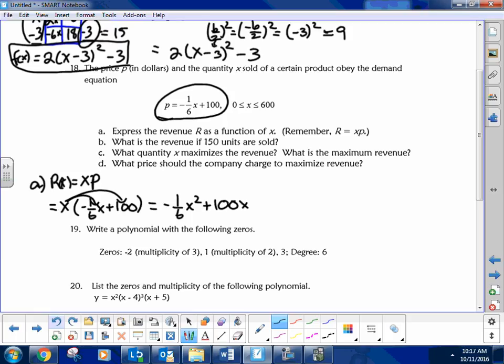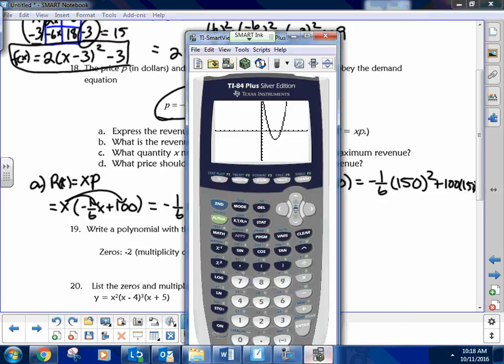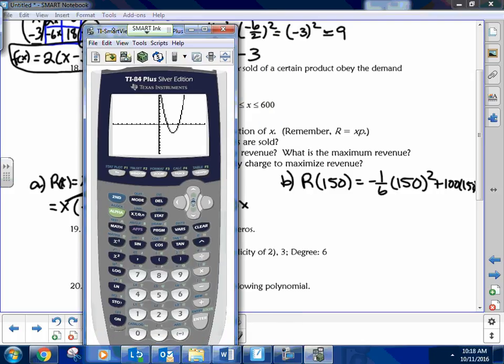Now B just means using your equation. If you want to figure out what the revenue is at 150 units, use the equation to discover that solution. What is it, 150 units plus 100 times 150? We'll discover that the solution comes out being, let's see, negative 1 divided by 6 times 150 squared plus 100 times 150.